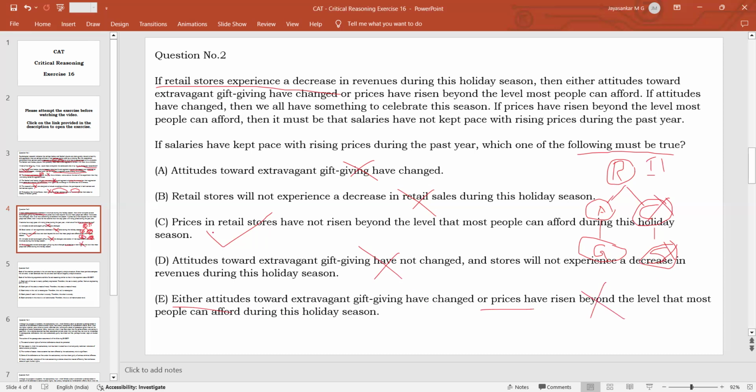So the very clear statement is option C. What is definitely true is that prices have not gone beyond the affordability level of the people, because salaries have increased in consistence with prices. So prices are affordable to the people. So this is the only statement we can definitely say to be true. So option C will be your answer.